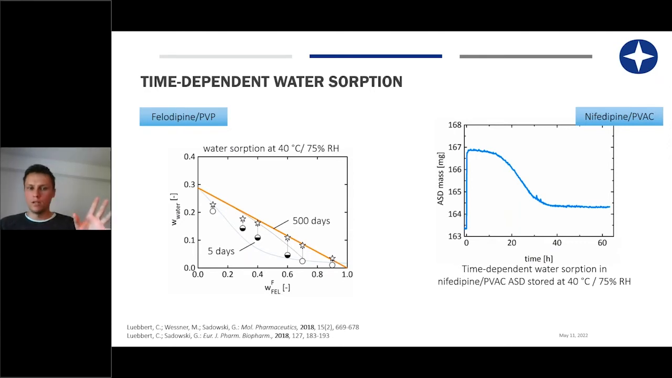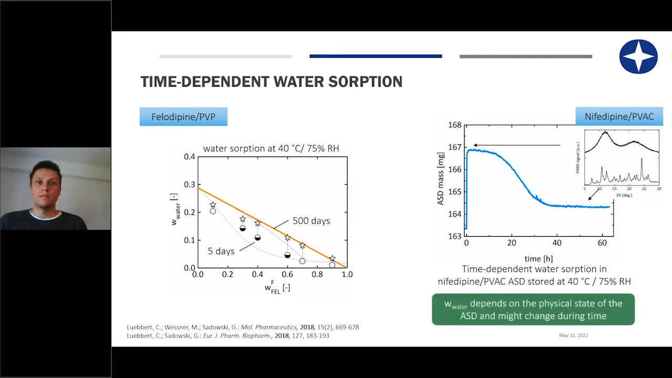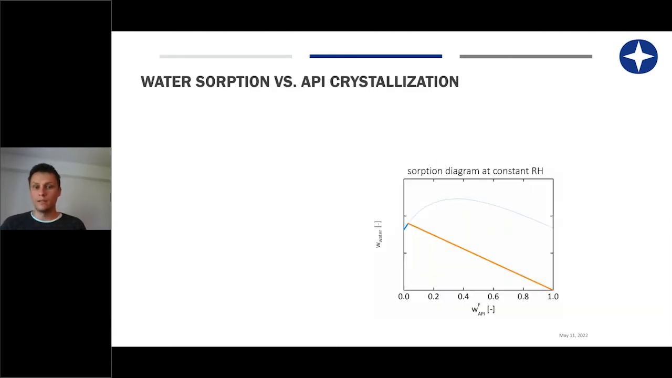But if we understand the thermodynamic phase behavior behind it and know what we expect, mass increase or mass decrease, we can also work with the mass increase and quantify the crystallinity with the water sorption measurement, based on the predictions and the DVS measurement. The crystallinity was also confirmed. We know this is definitely crystalline, also seen in X-ray. And we might say that the water content depends on the physical state of the ASD and that it might change during time.